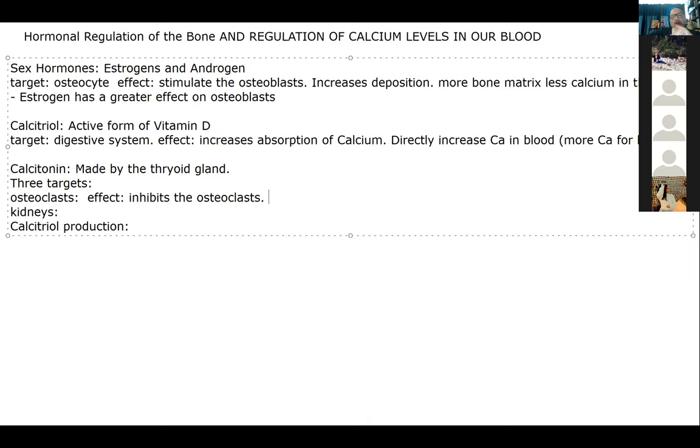being broken down? Well, remember the osteoclasts break down bone, or do they build the bone? It's the opposite. There you go, exactly. Perfect. We are going to break down less bone. So if you think about it, what this does is this decreases resorption. And as an effect of that, are we going to have more bone matrix or less bone matrix? More bone matrix. And less calcium in the blood.